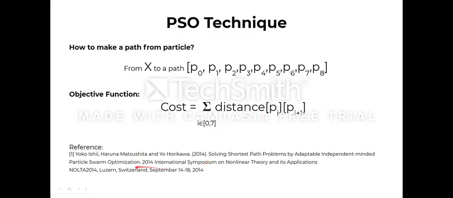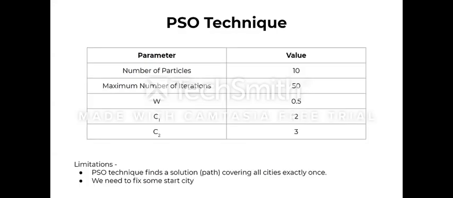This idea has been inspired from a paper. But we do have a problem here. We need to fix some start city to make the path iteratively. The particle swarm optimization technique was implemented in Python using these parameters. It has been noticed that if we increase the number of particles or the number of iterations, then the global solution found does not change. Therefore, the values have been chosen like this, and the values for W, C1 and C2 have been chosen arbitrarily. The limitation of this technique is that we will find a solution or path which covers all the cities exactly once. And the second limitation is that we need to fix some start city.